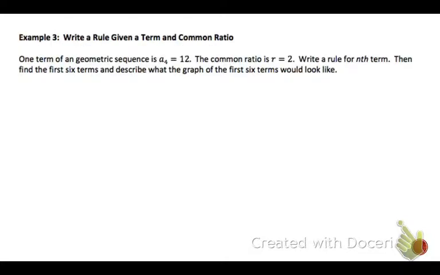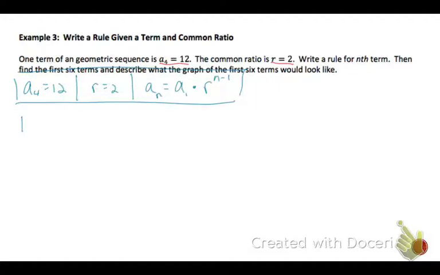Now let's write a rule for a geometric sequence when we're given a term and a common ratio. So again, we're going to use that formula and just work around what we know and what we don't know. So our fourth term is 12. Our common ratio is 2. And then here comes the formula. So we're going to use all this to plug in what we know and find out what we don't know. We don't know the first term, and that's what we need to know in order to write the rule. So we're going to work backwards from the fourth term and find the first term.